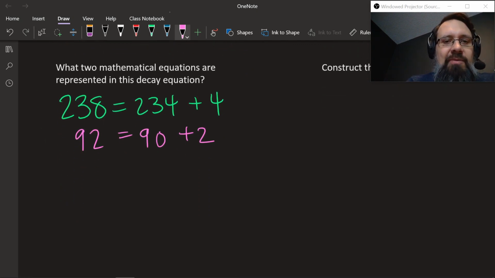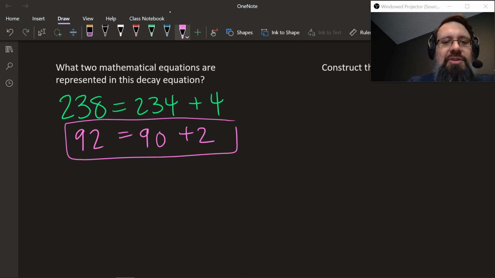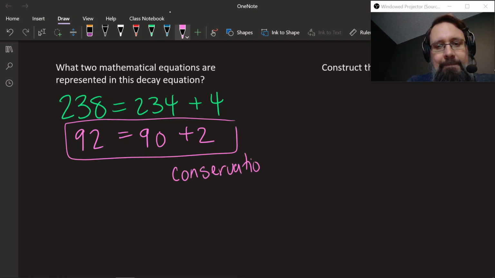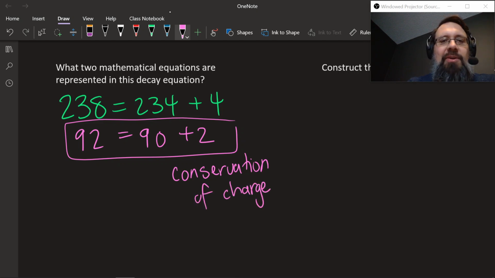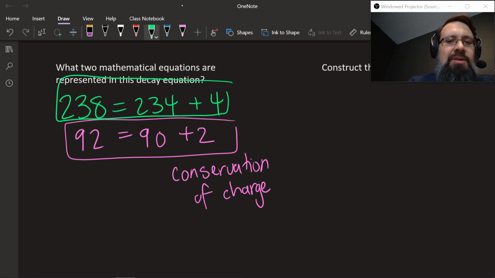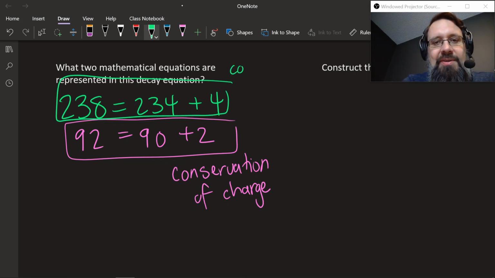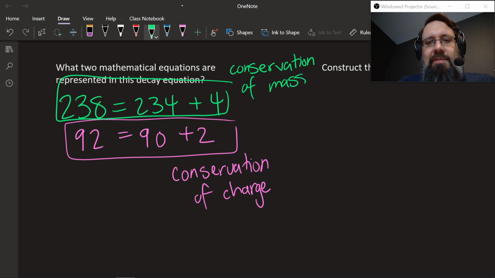So this bottom equation here is the conservation of charge. Net charge can't be created or destroyed. The top equation is the conservation of mass. Well, it's actually the conservation of the baryon number, but I'm not going to talk to you guys about quantum numbers. So we'll just call this the conservation of mass. Mass can't be created or destroyed.